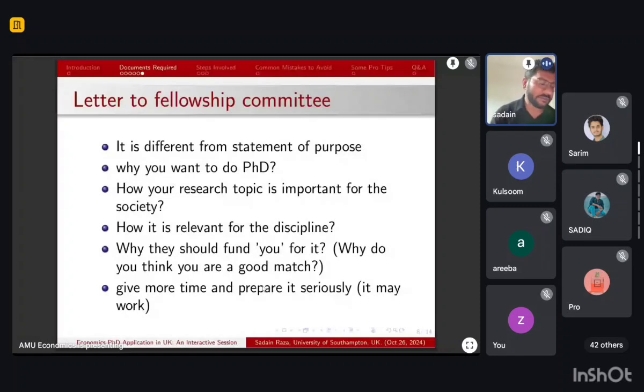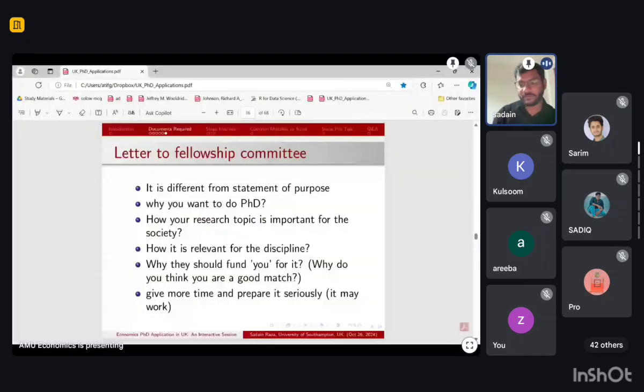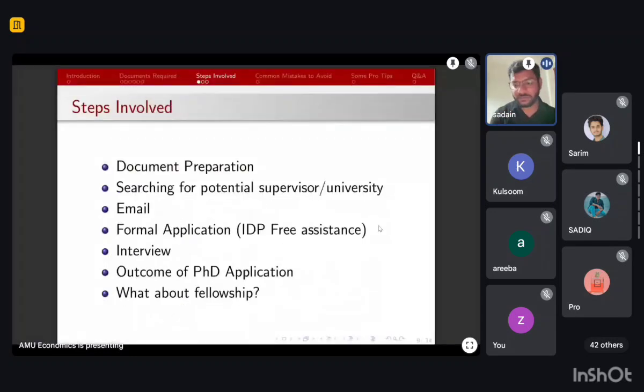After the letter to the fellowship committee, there are steps that I will discuss. First is your document preparation, and I have discussed all the documents. Many times GRE is not required. In some cases it is required, like University of Manchester, which mentions a requirement for GRE. I emailed them: here is my CV, here is my training, I have done these many mathematical economics courses, these many statistics courses, these many econometrics courses in all my semesters. Can you please waive GRE for me? And they replied saying that your GRE has been waived, and yes, you can apply without GRE.